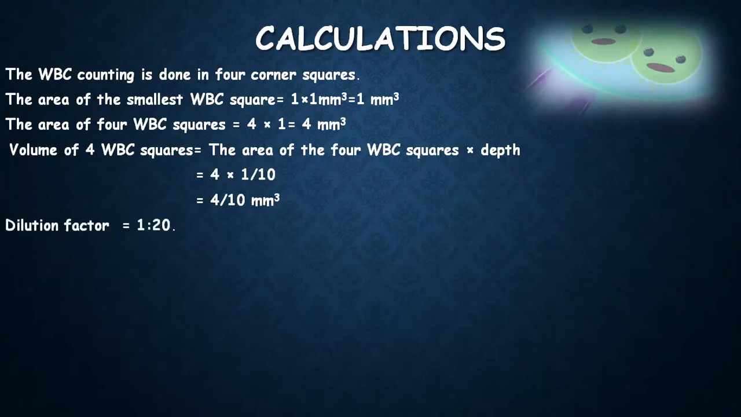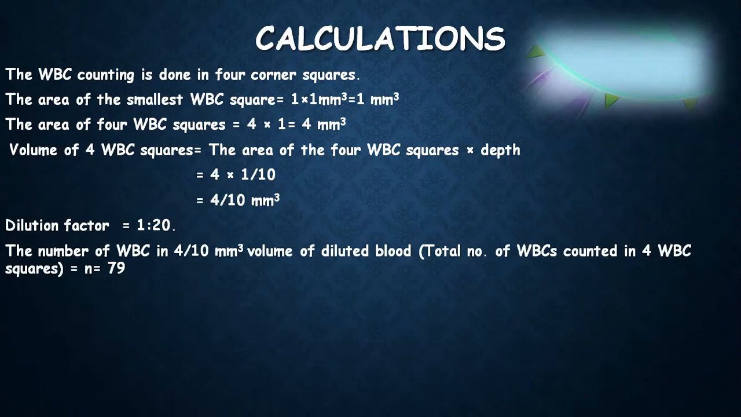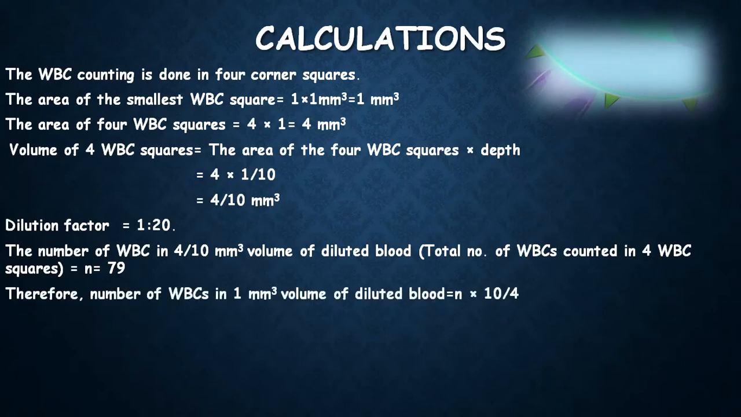The dilution factor is 1:20. The number of WBC in 4 divided by 10 cubic millimeter volume of diluted blood, or the total number of WBC counted in 4 WBC squares, is considered as N, and N is equal to 79. Therefore, the number of WBC in 1 cubic millimeter volume of diluted blood is equal to N into 10 divided by 4. N is 79. 79 into 10 divided by 4 is equal to 197.5.